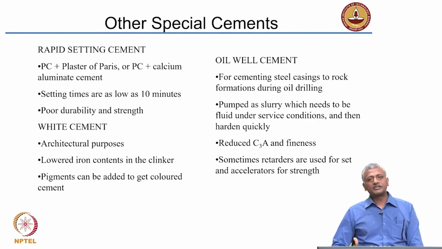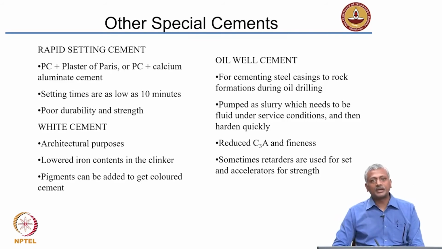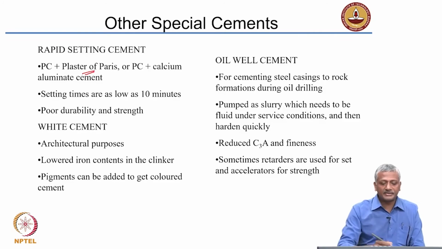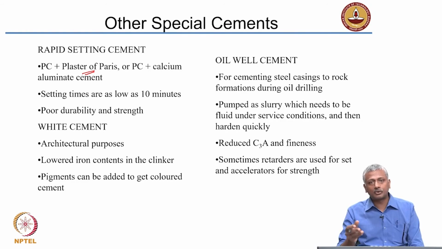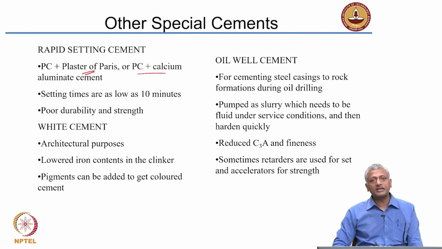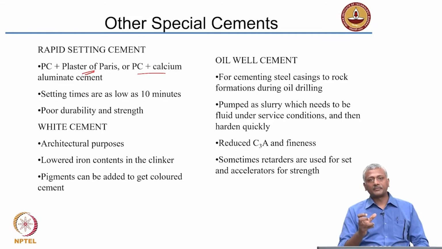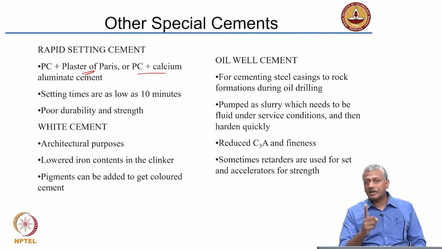There are other special cements also which are used for very specific purposes, like rapid hardening cement. Rapid hardening cement generally consists of some amount of plaster of Paris, which is calcium sulfate hemihydrate, CaSO4·½H2O, or sometimes it may have Portland cement plus calcium aluminate cement, so that as soon as you mix with water, within a small period of time, let's say as low as 10 minutes, you get a rapid stiffening. So for example, if you want to plug a hole in a water tank, you could use something like a rapid setting cement. It is not rapid hardening cement.